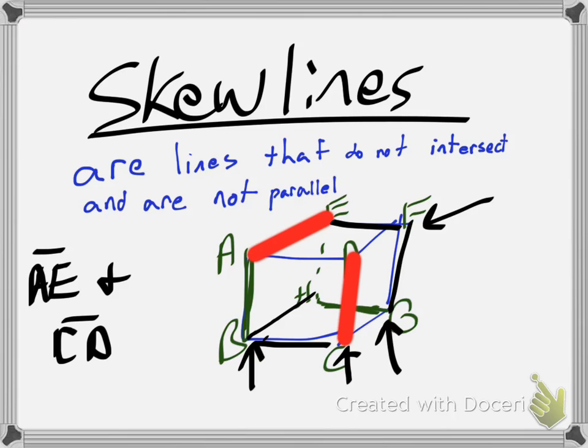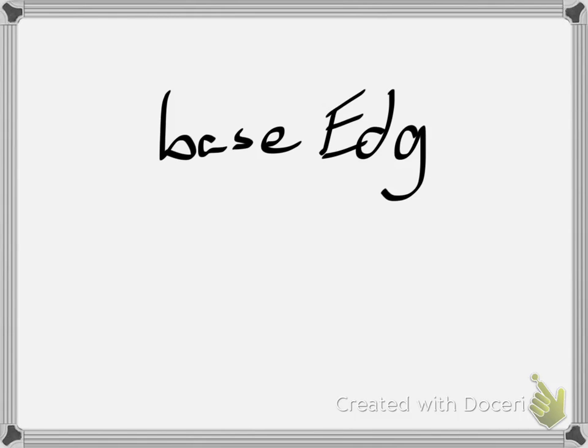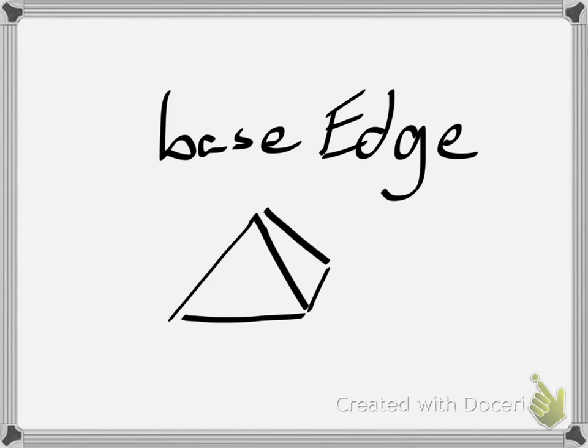Oh, base edge. Last thing, base edge, real fast. Let's say we're doing a pyramid. Here's a pyramid. This would be considered a base edge, this whole edge of the pyramid, because it's an edge on the base.